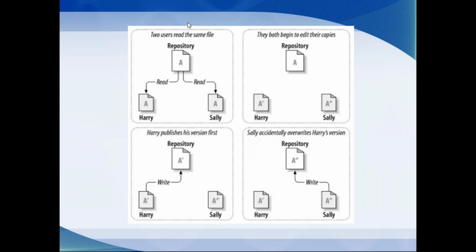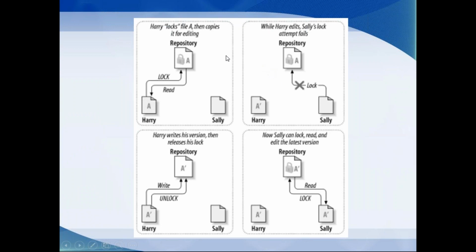But later people came up with another development on this called the locking system. What people were doing is, first Harry copied the file from the repository to his local machine, and then he locked the file in the repository and made the changes.